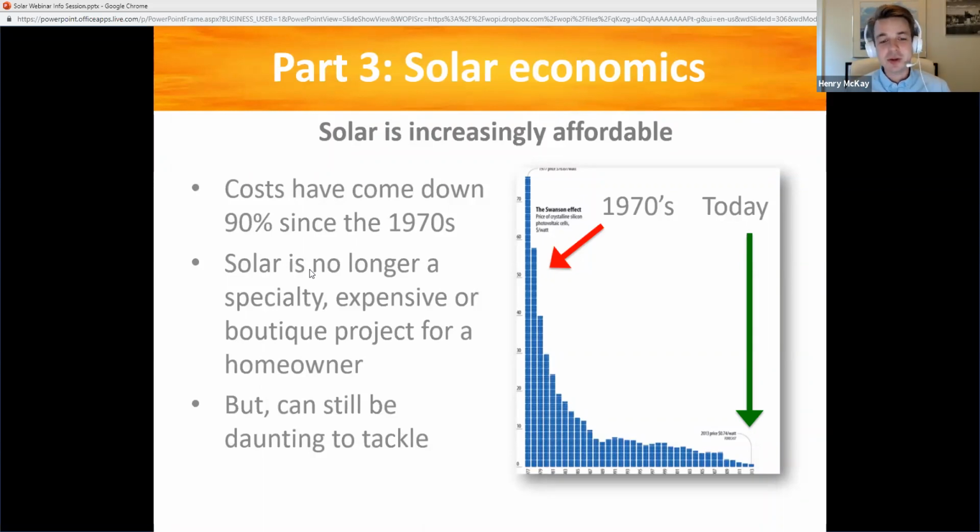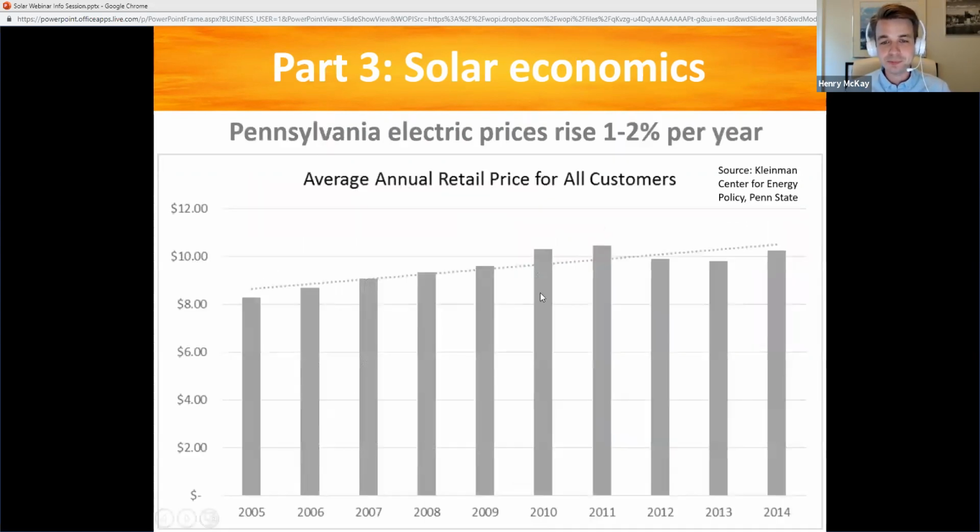Despite all that, though, it's not cheap by any means still. So it still can be a daunting thing to tackle. It still can be intimidating. And that is one of the reasons we exist, to help you do this in an informed way.